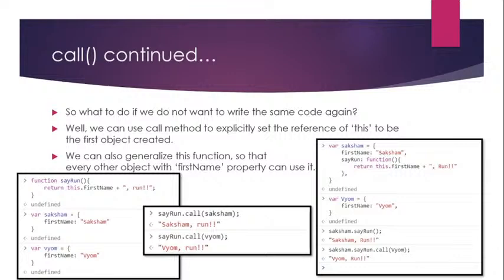Saksham is declared with the first name property and the say run method. Apart from this, the Vyom object is created with just the first name property. We did not write say run again. We did not duplicate this particular method. We just had this property to be named.